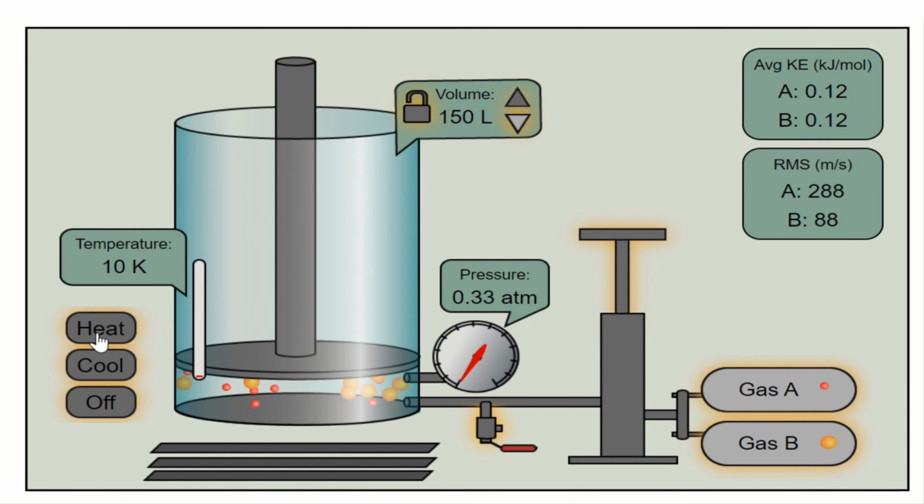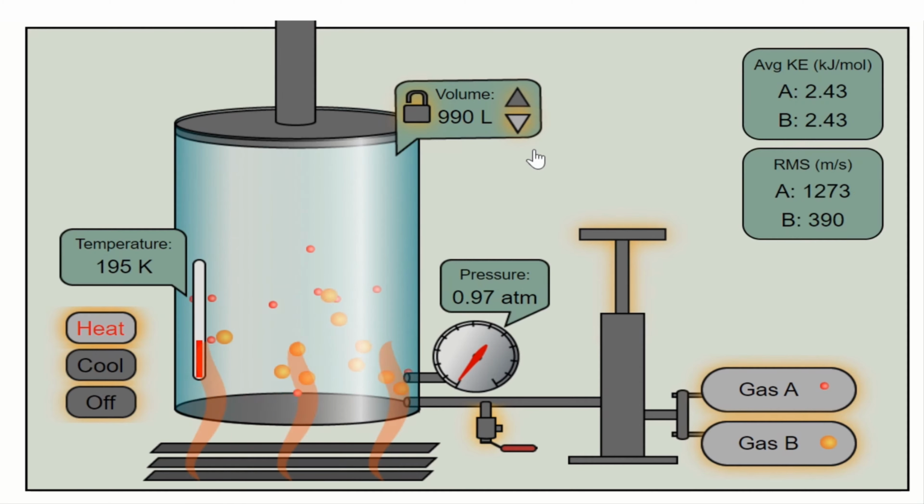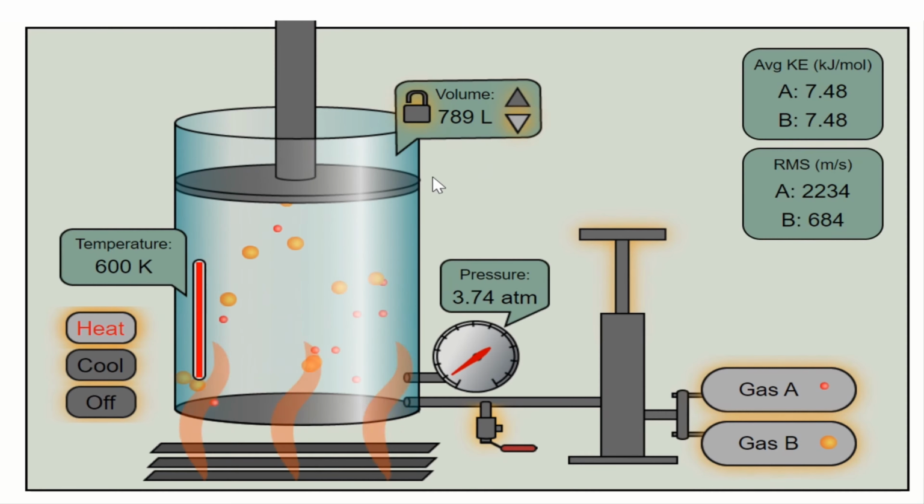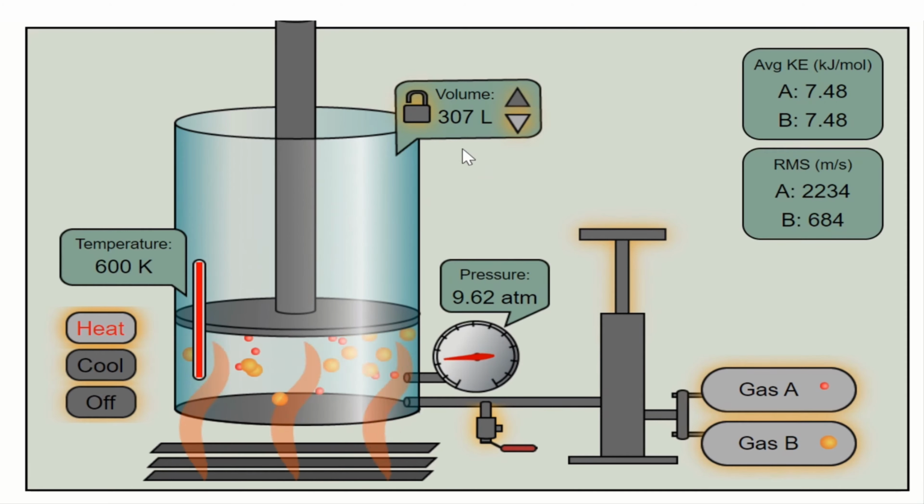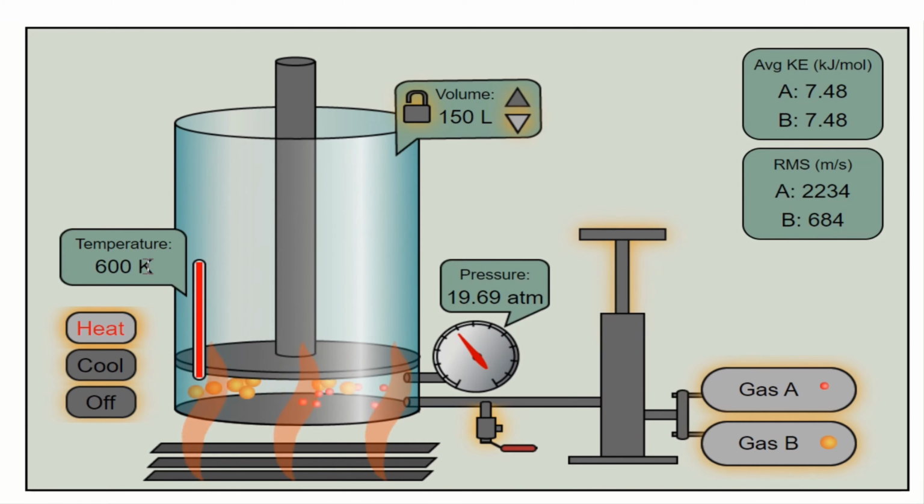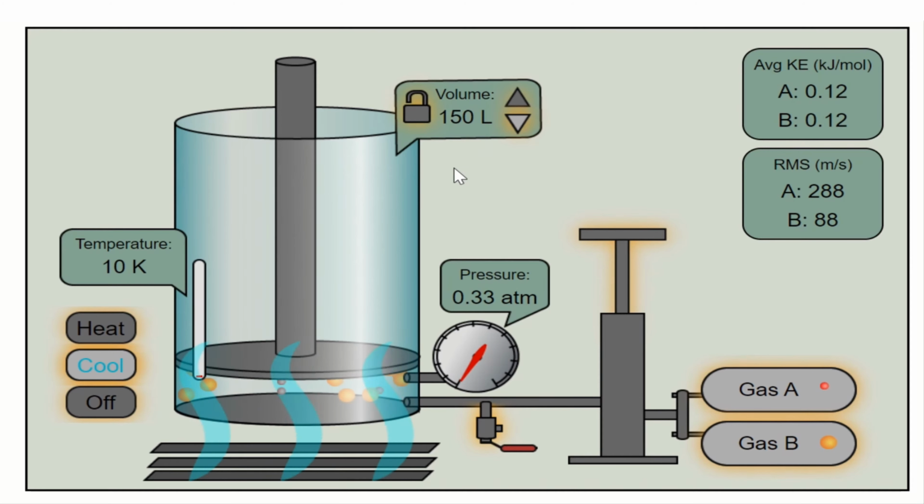Let's change the temperature by increasing it. Volume increases, and pressure is also increasing, but suddenly, as pressure increases, volume decreases. The temperature here remains the same now. Let's lower the temperature now. Watch what will happen. Temperature is decreasing, pressure is decreasing, and volume is still the same.